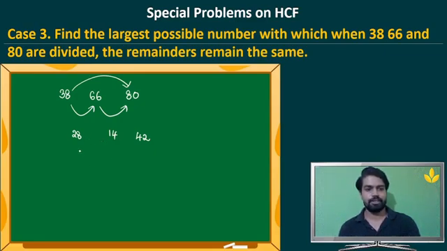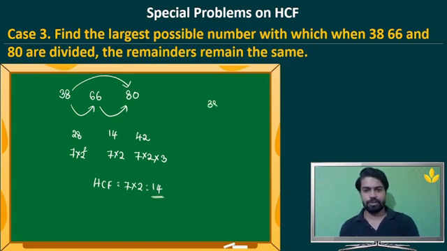What is the HCF of these numbers? 28 is 7 into 2 square, 14 is 7 into 2. By looking at the numbers only, you can tell the HCF because they are in the table of 7, and the HCF is also in the table of 14. So the HCF is 7 into 2, which is 14. So that is the answer. We need to verify whether it is right or not.